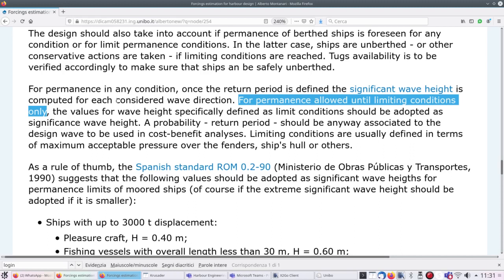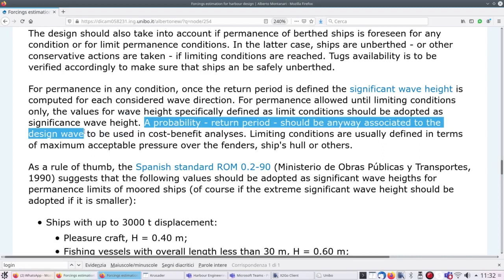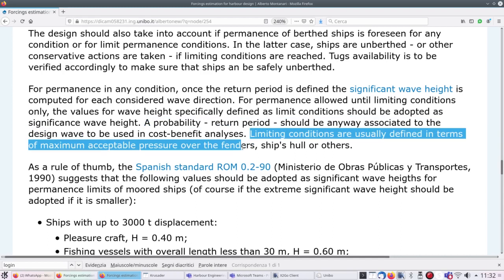So, in this case, namely permanence until limiting conditions, the design wave height should be the wave height specifically defined as limit conditions. So you don't make reference to the extreme. You make reference to the limiting condition. In any case, you should associate a return period to the design wave that you use, because you may require it in cost-benefit analysis. Limiting conditions are usually defined in terms of maximum acceptable pressure over the fenders, ship's hull, or others.